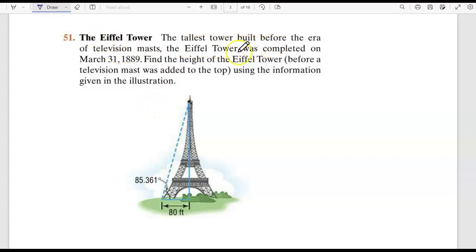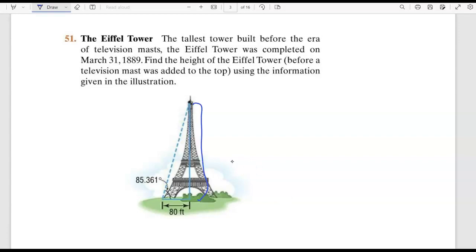So we're looking at the Eiffel Tower, and we are trying to figure out the height of this tower here. So here's our right triangle. We've got an angle here, kind of like an angle of elevation, if you will, and we're trying to figure out height. So I'm going to call this guy A because we don't know what it is.